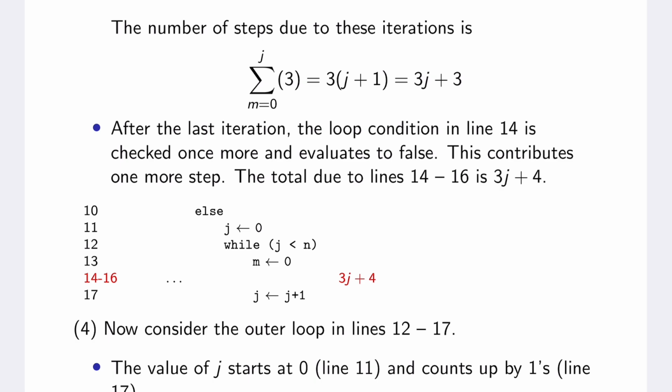So we compress the inner loop into 1 pretend line. Say that that line takes 3j plus 4 steps instead of just 1. Because the loop took 3j plus 3 steps, and then we add 1 more step for the if condition becoming false.